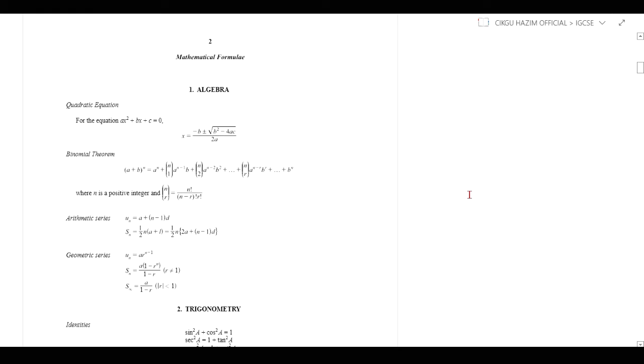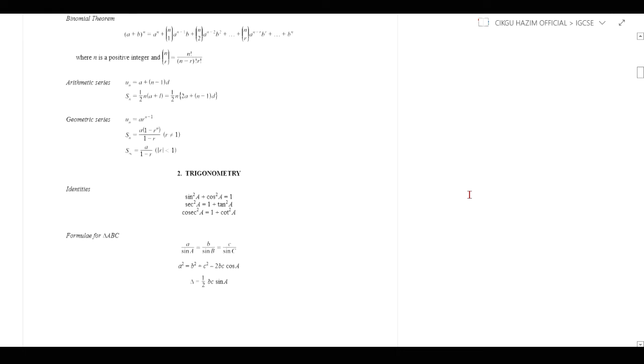Okay, so let's straight away continue. Of course, the list of formula, if you want to use it, you can use it, but it depends on the questions too. And of course you are allowed to use a scientific calculator.